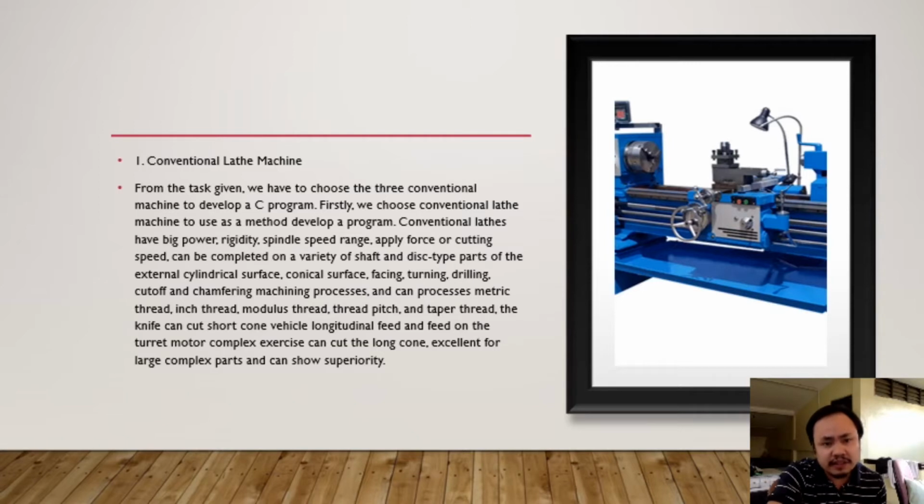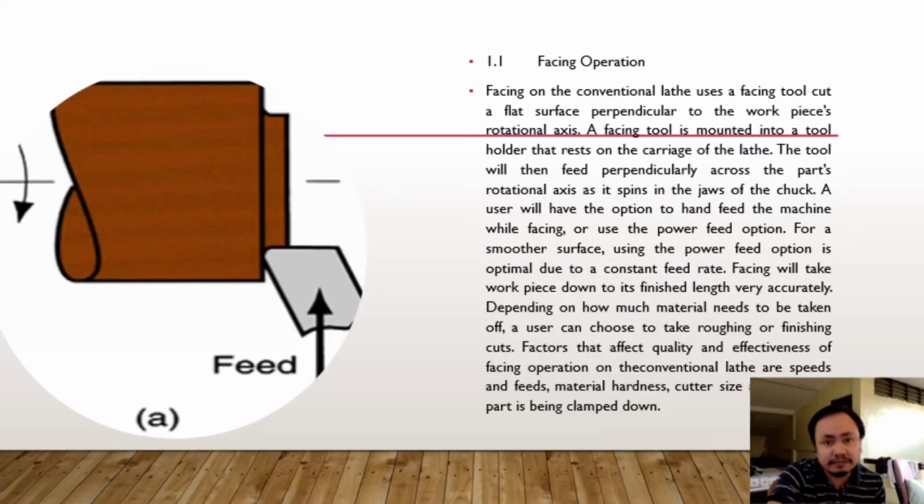The knife can cut short-cut vehicle continual feed and fit on the turret motor complex exercise can cut the long cone, excellent for large complex parts and can show superiority. Facing operation. Facing on the conventional lathe uses a facing tool which is a flat surface perpendicular to the workpiece rotational axis. A facing tool is mounted in a tool holder that rests on the carriage of the lathe. The tool will then feed perpendicularly across the part's rotational axis as it spins in the jaws of the chuck.